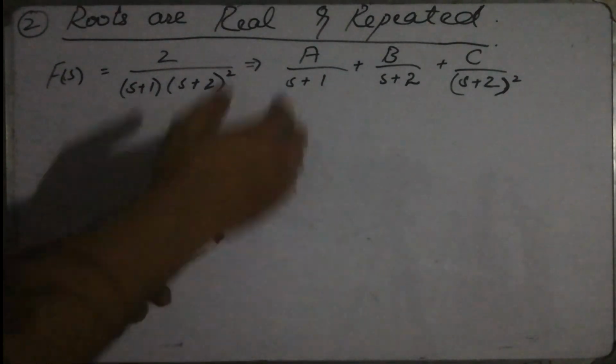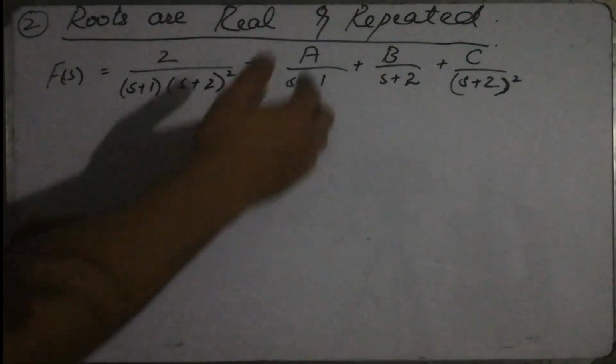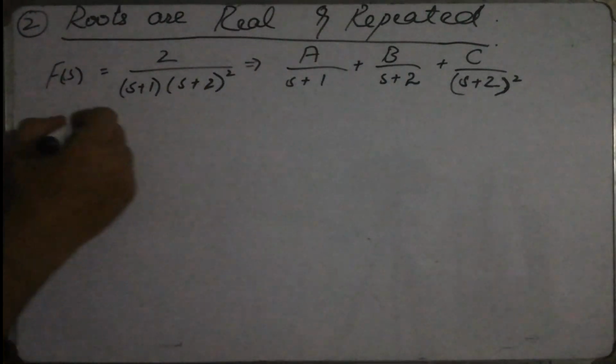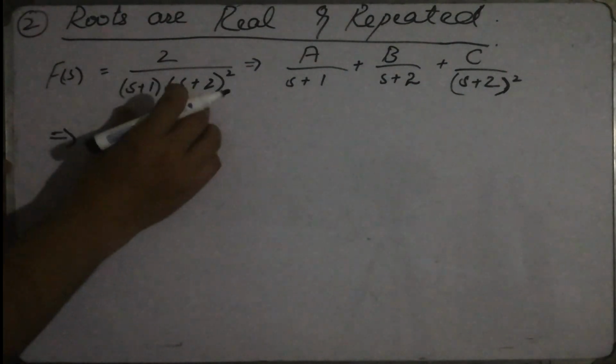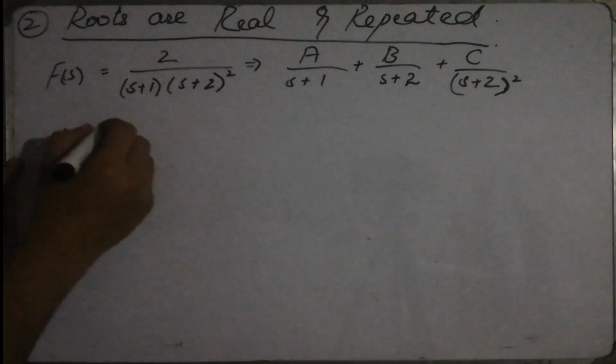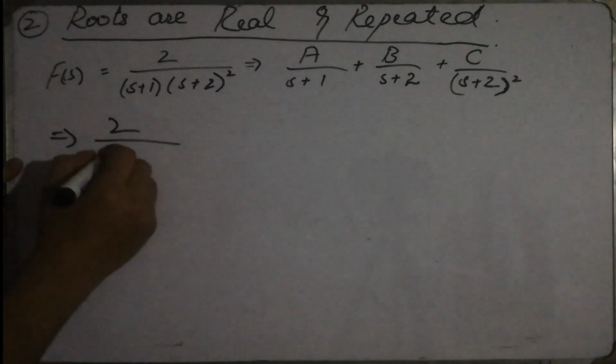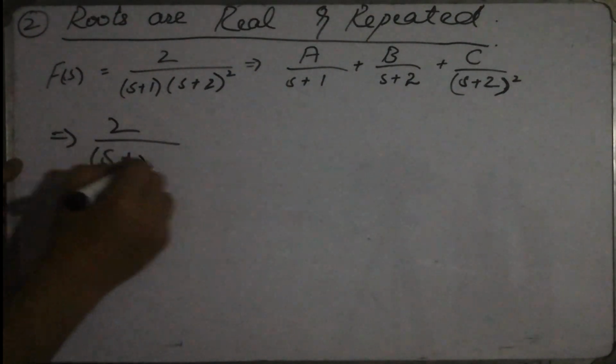Now in order to find these constants, for the first one, A, we use the same technique by multiplying the whole function with s plus 1, and our final function would be 2 divided by s plus 2 whole squared.